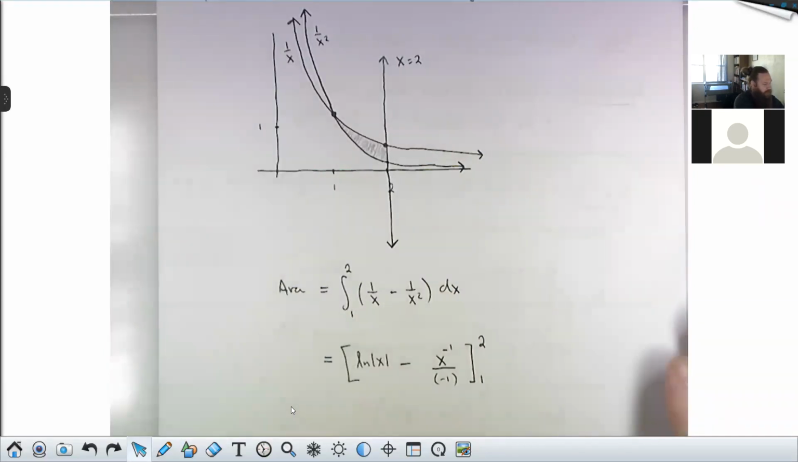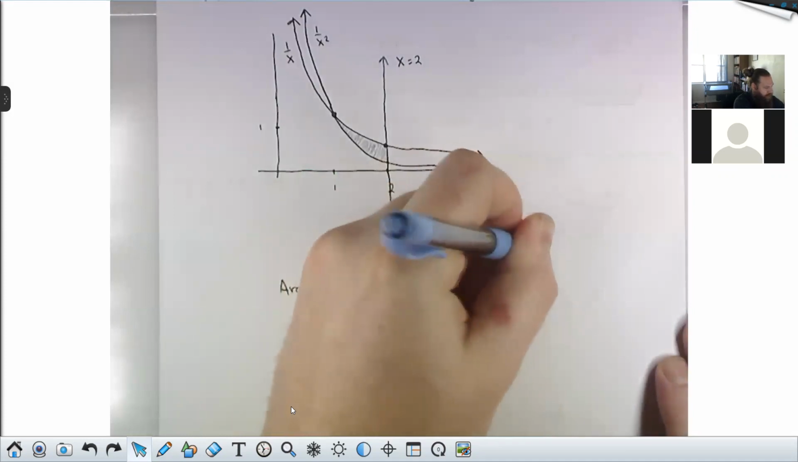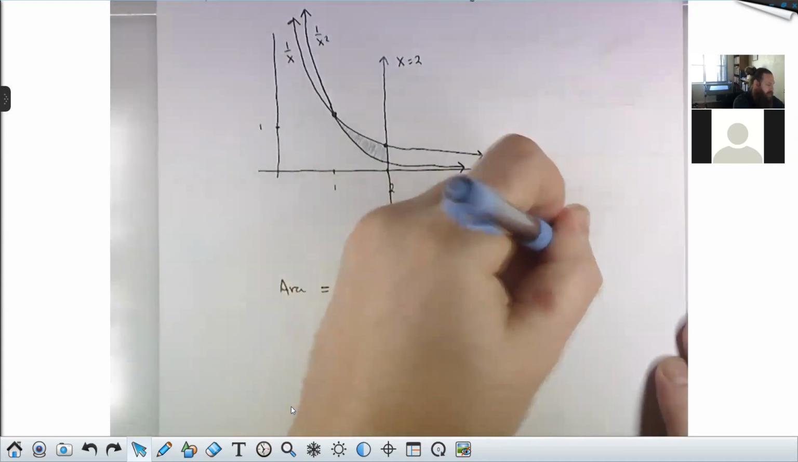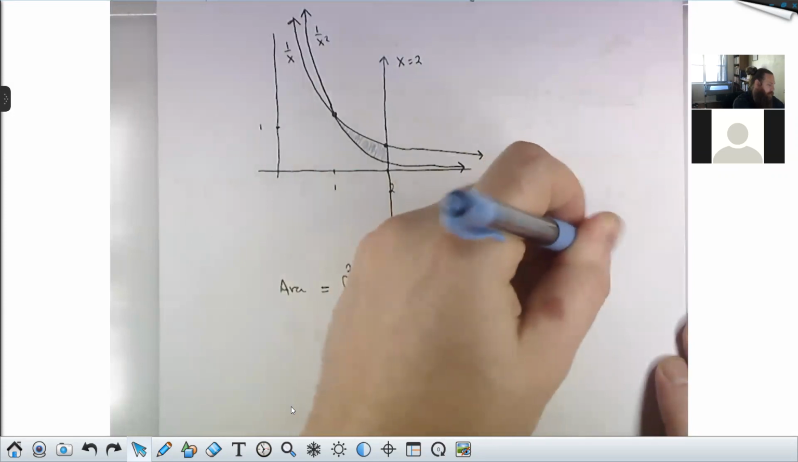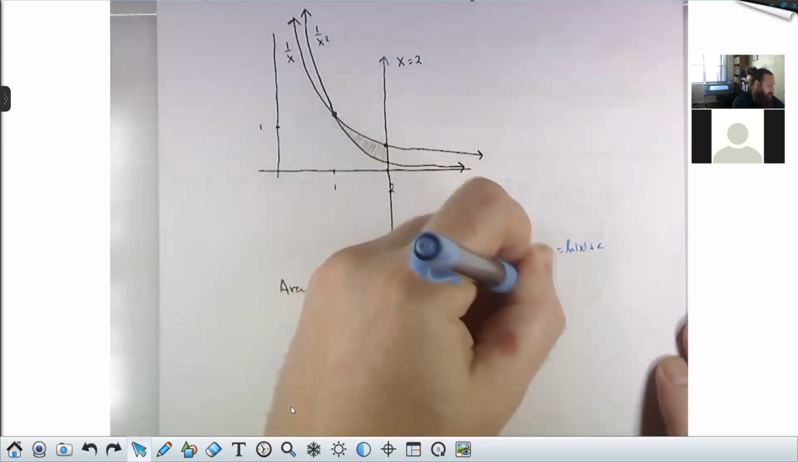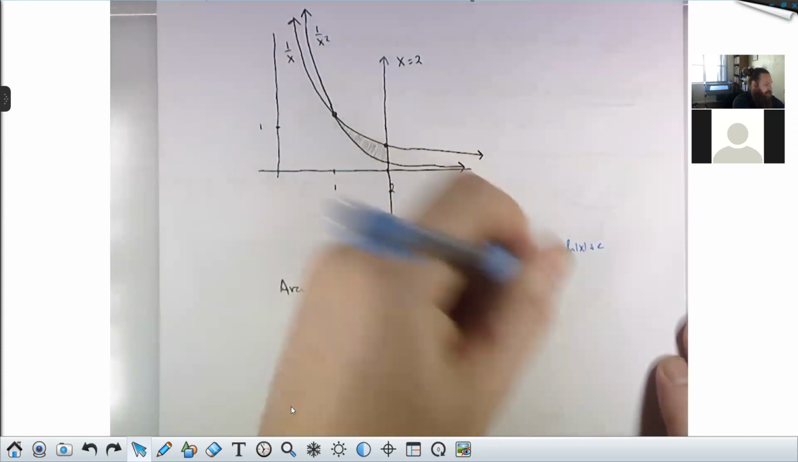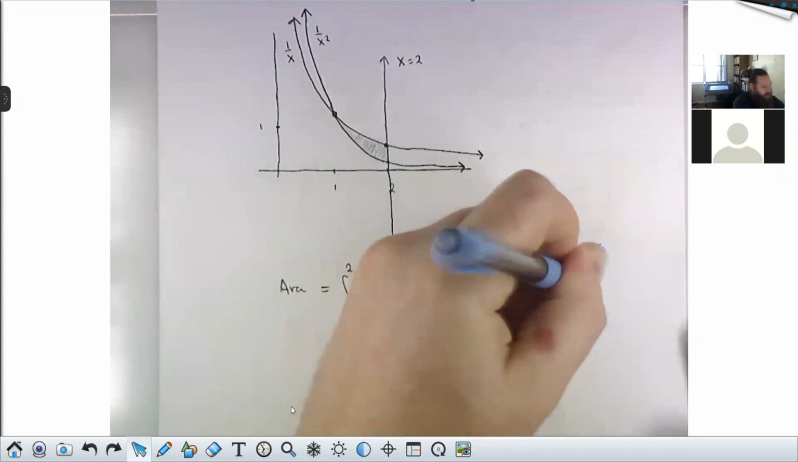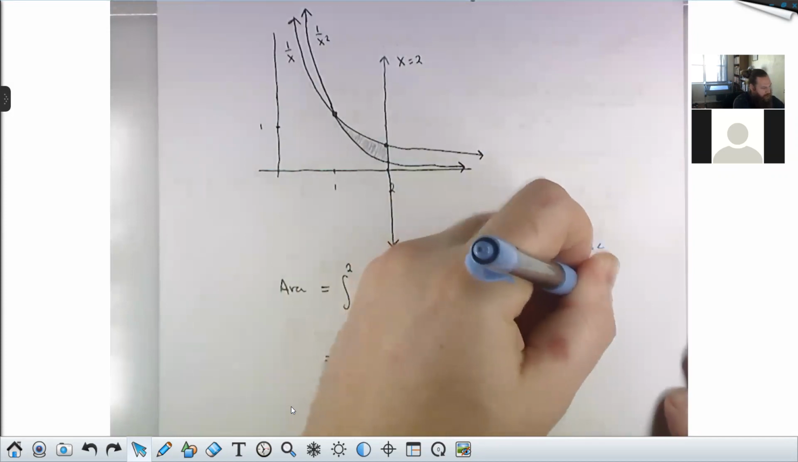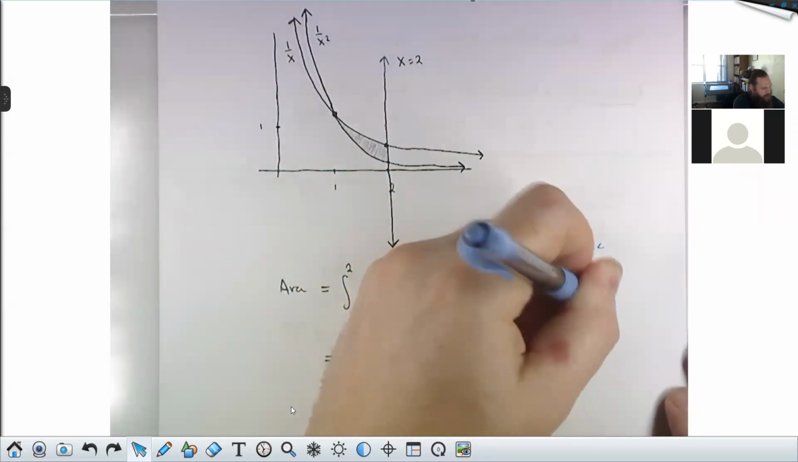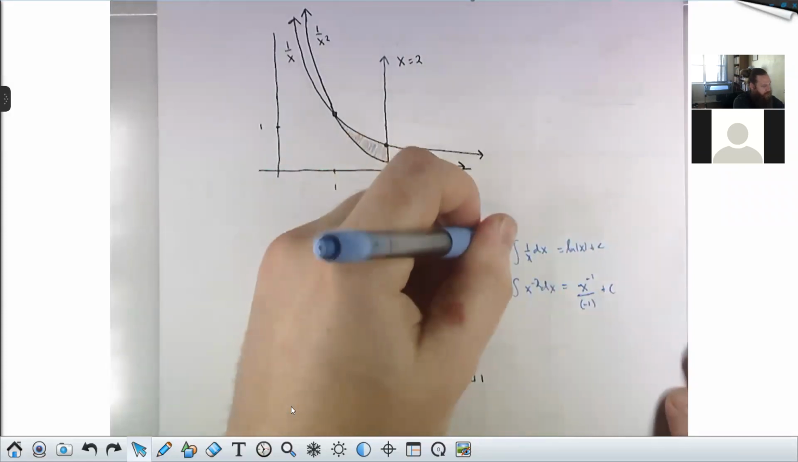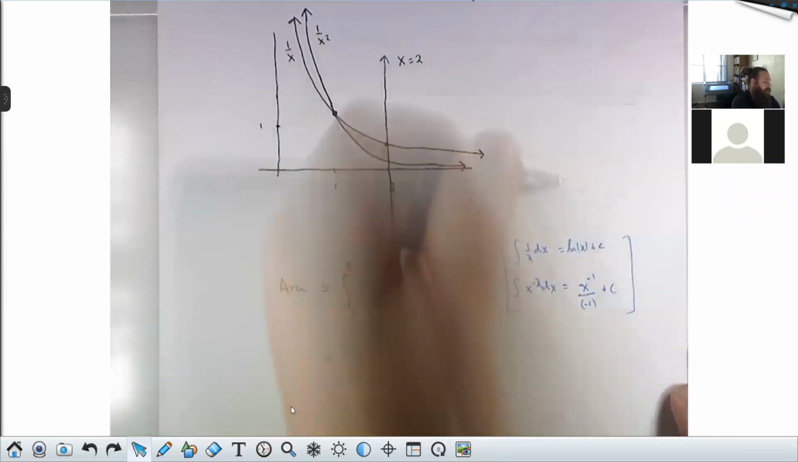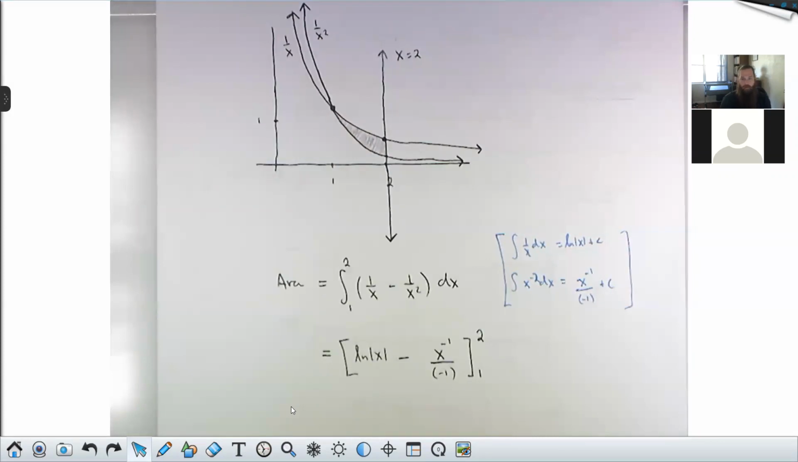If you want, off to the side, we can say, antiderivative for 1 over x dx is ln absolute x plus c. Antiderivative for x to the negative 2 dx is x to the negative 1 divided by negative 1, plus c. Those are the things from your antiderivative table I'm using there. We don't write a plus c here because it's a definite integral, but these are the entries from that table that I'm calling back to.